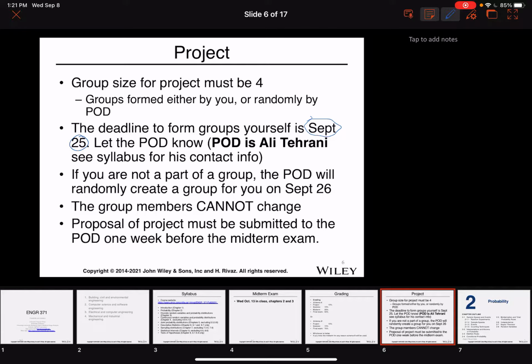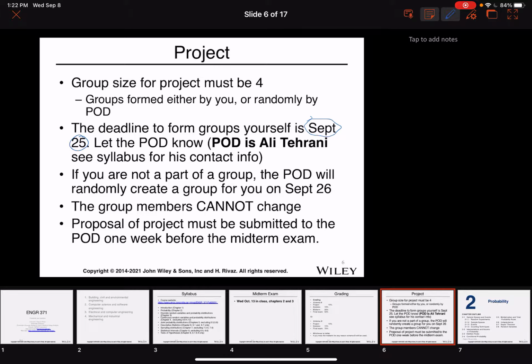You can start thinking about your project from now. Then you have to submit a project proposal to the POD 1 week before the midterm exam. This is not graded. It's just pass and fail, and it's okay if you fail. If you fail, the POD will ask you to write another proposal. He will tell you that this is not feasible, or doesn't have scientific merit for this course. So it's just an opportunity for you to have a look at your project before you actually do it.